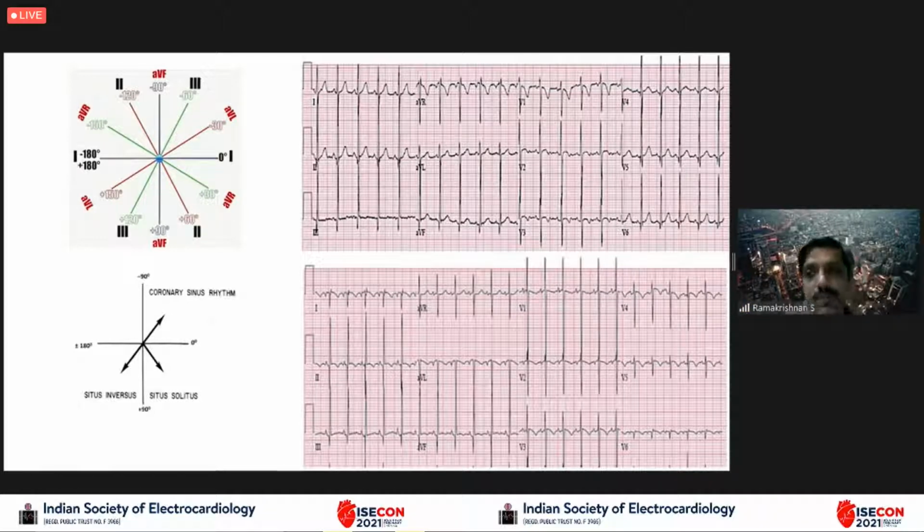So what will happen if there is a right to left limb lead reversal? It will be almost like situs inversus in the frontal QRS plane, but the chest leads will give away the clue, because chest leads will not show any other abnormalities. Another important thing is, in situs inversus, the AVR will be more like AVL, whereas in right and left limb lead reversal, it will be more like lead 1.